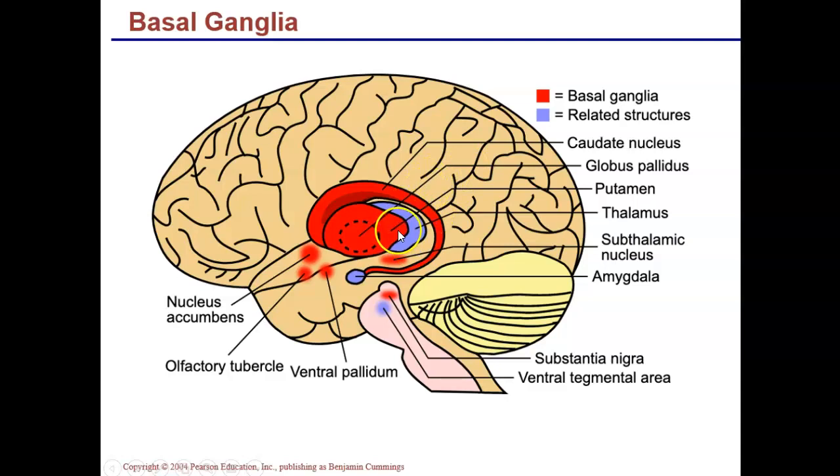So this is called the caudate nucleus right here. And then here you have the structure that looks like a head. This is going to be called the putamen right here. And then in the center, you're going to have the globus pallidus right here. And here's the amygdala. So the amygdala is not technically part of this structure, but it is related to it.